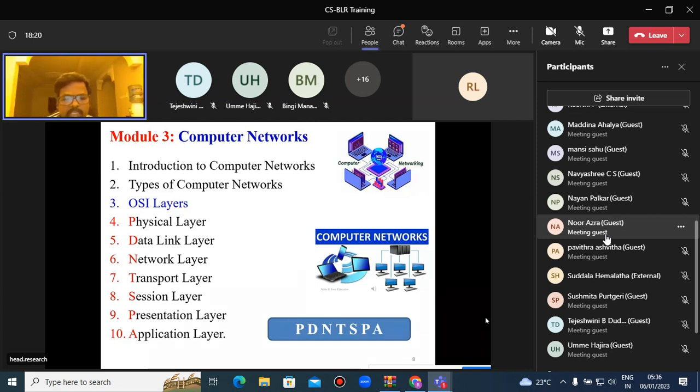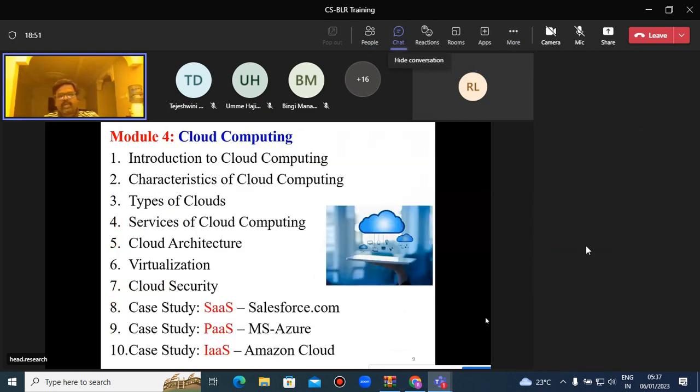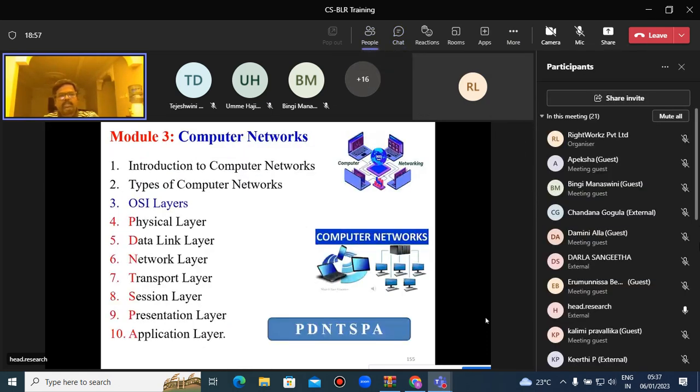So computer networks play a vital role in cyber security. Whether attackers or cyber criminals are attacking our local area network, wide area network or metropolitan area network, and how we are providing security in the local area network. I'm going to explain in detail how the services and functions of each layer work in the network. Then followed by cloud computing and followed by information security.